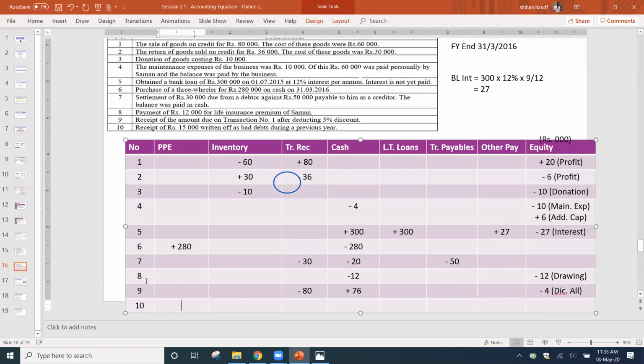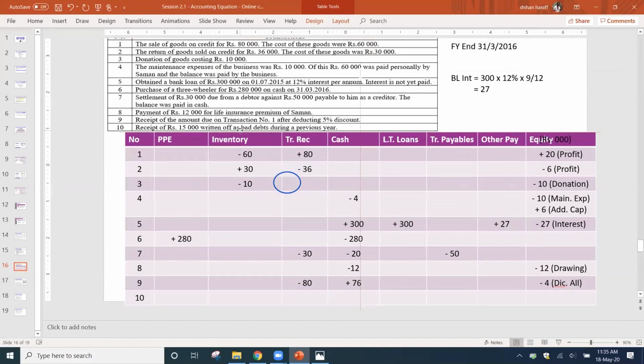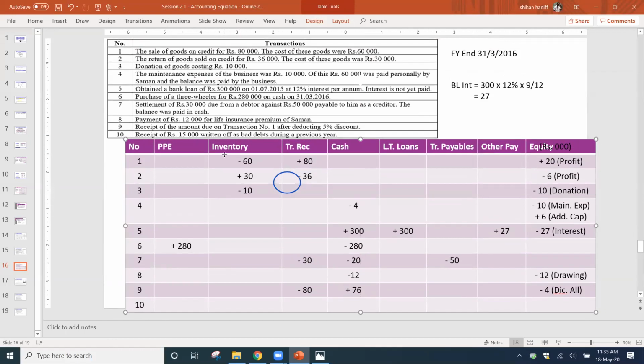Transaction number 10. Receipt of 15,000 written off as bad debt during a previous year. So bad debt means we write off a debtor. We think that the debtor can't pay. So we consider that debtor as an expense. We deduct from the debtor and reduce from the equity as an expense.